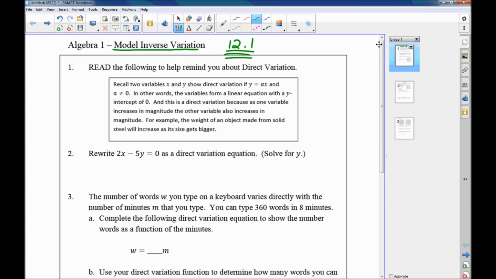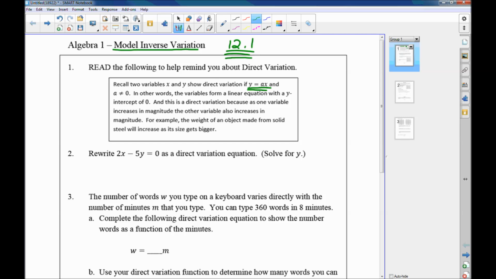Okay, read the following to help remind you about direct variation. Recall two variables x and y show direct variation if y equals ax and a is not 0. So in other words, the variables form a linear equation, which means the graph makes a line with a y-intercept of 0 and the slope not being 0.